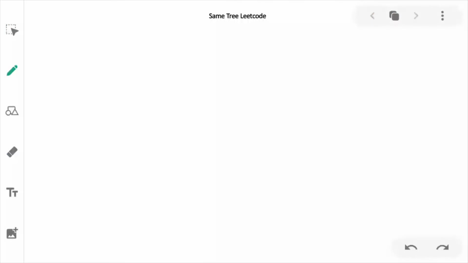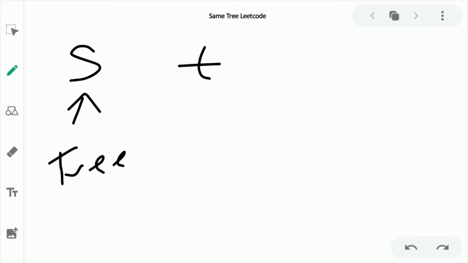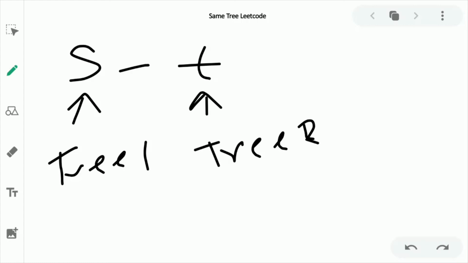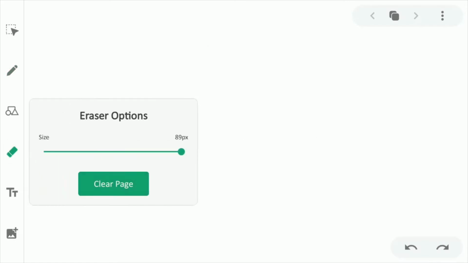So now we will be seeing some examples to see when two trees are exactly same. So as given in the question, we are given two nodes. One is called S, another one is called T. So this is the root of tree 1, and this is the root of tree 2. So we have to check and find if these two trees are equal or not. So how can we do that? So let me just draw some trees for now.